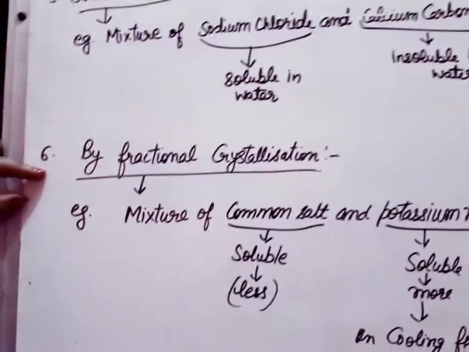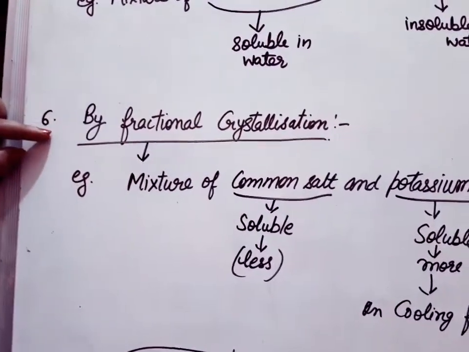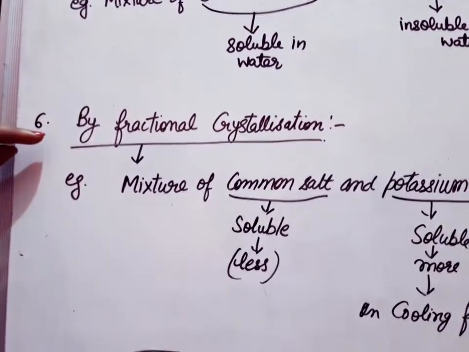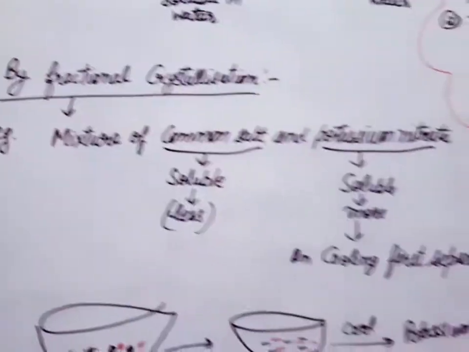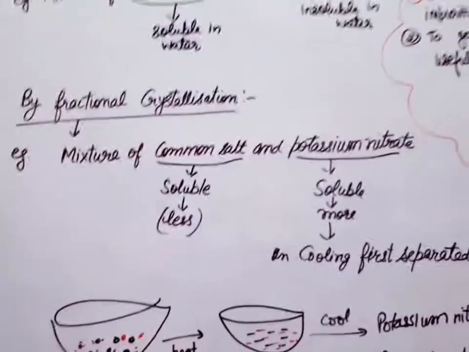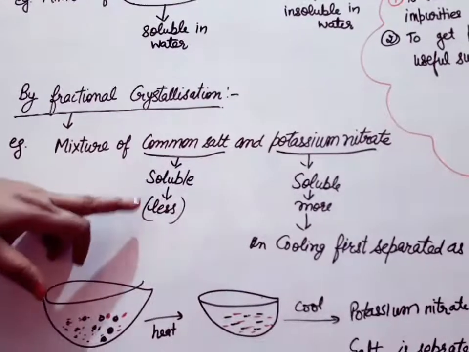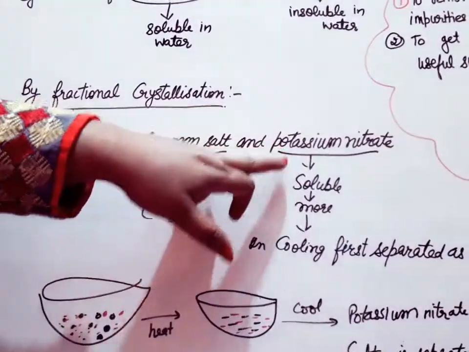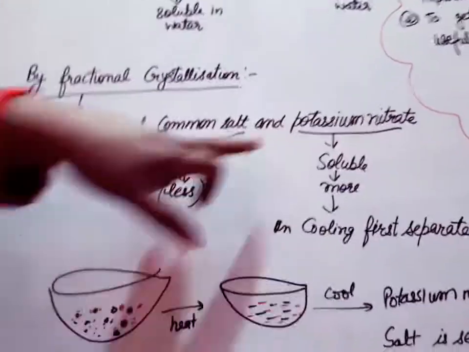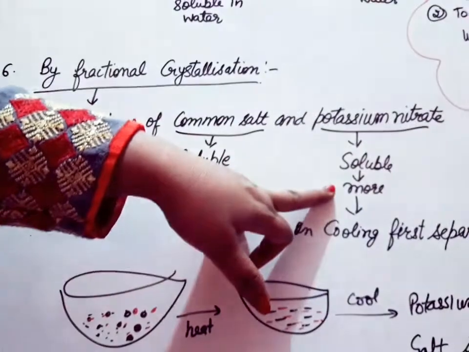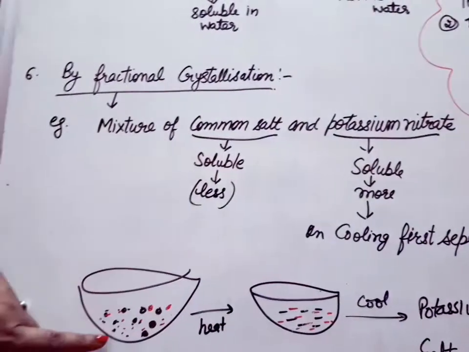Now next method is fractional crystallization. Fractional crystallization method is used when both the components are soluble in the water. Then how you will separate it? One of the components is less soluble and the other component is more soluble. Example, common salt is less soluble in the water and potassium nitrate is more soluble in the water. So you will heat this mixture.